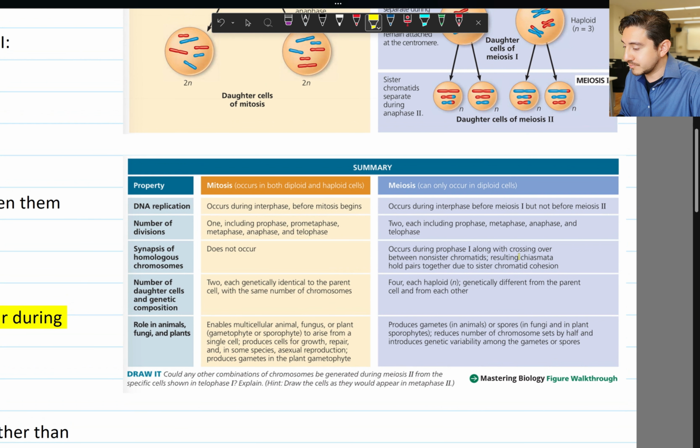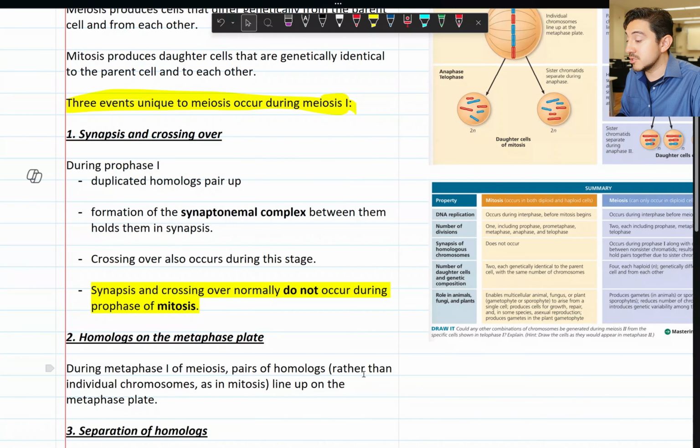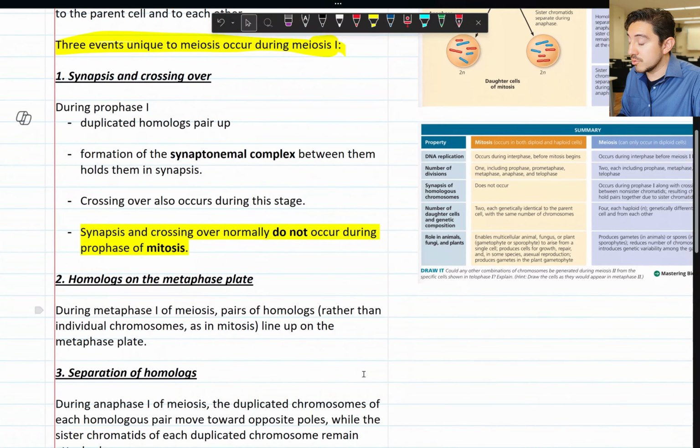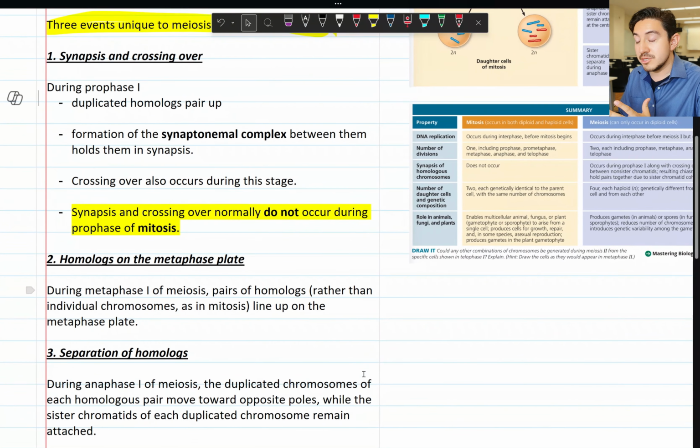All right. In terms of unique events, I'm just going to go quickly over these since I just explained this right now. Synapsis and crossing over. Of course, you have this area where DNA content is being passed through each of the non-sister chromatids. Okay. Homologs at the metaphase plate, where you have that pairing of the homologous chromosomes, and they're independently assorted amongst other homologous chromosomes.